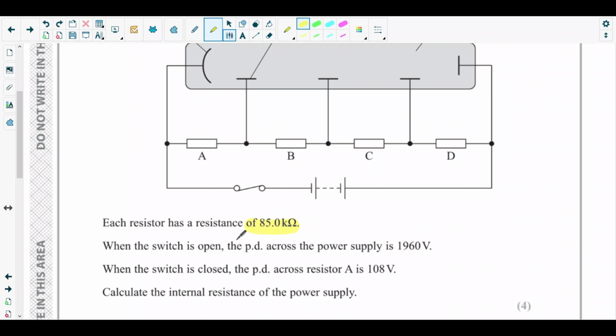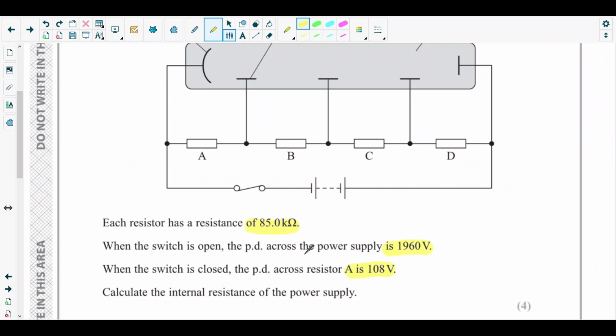When the switch is open, that means when the circuit is incomplete, the PD across the power supply is 1960 volt. That is the EMF of the source, it is 1960 volt. When the switch is closed, the PD across resistor A is 108 volt. Calculate the internal resistance of the power supply. So we need to find out the internal resistance of the power supply.